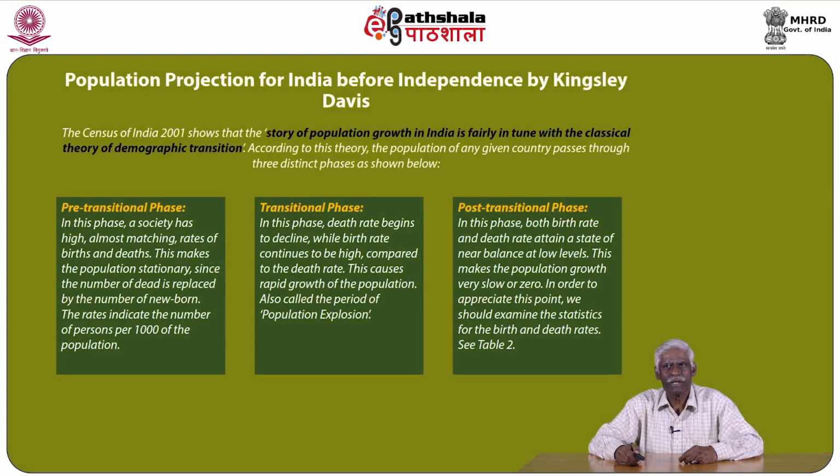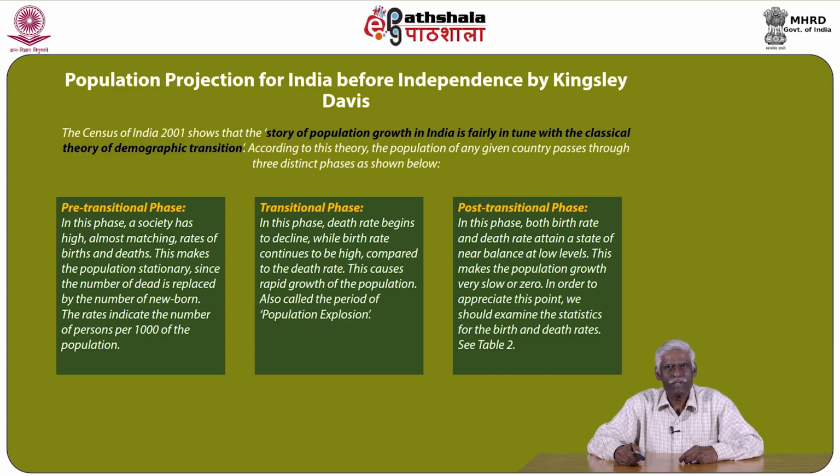The census of India clearly shows that the story of population growth is fairly in tune with the classical theory of demographic transition. According to this theory, the population of any given country passes through 3 distinct phases, as shown below. The first is the pre-transitional phase. In this phase, a society has high, almost matching rates of births and deaths. This makes the population stationary, since the number of deaths is replaced by the number of newborns. The rates indicate the number of persons per thousand of the population.